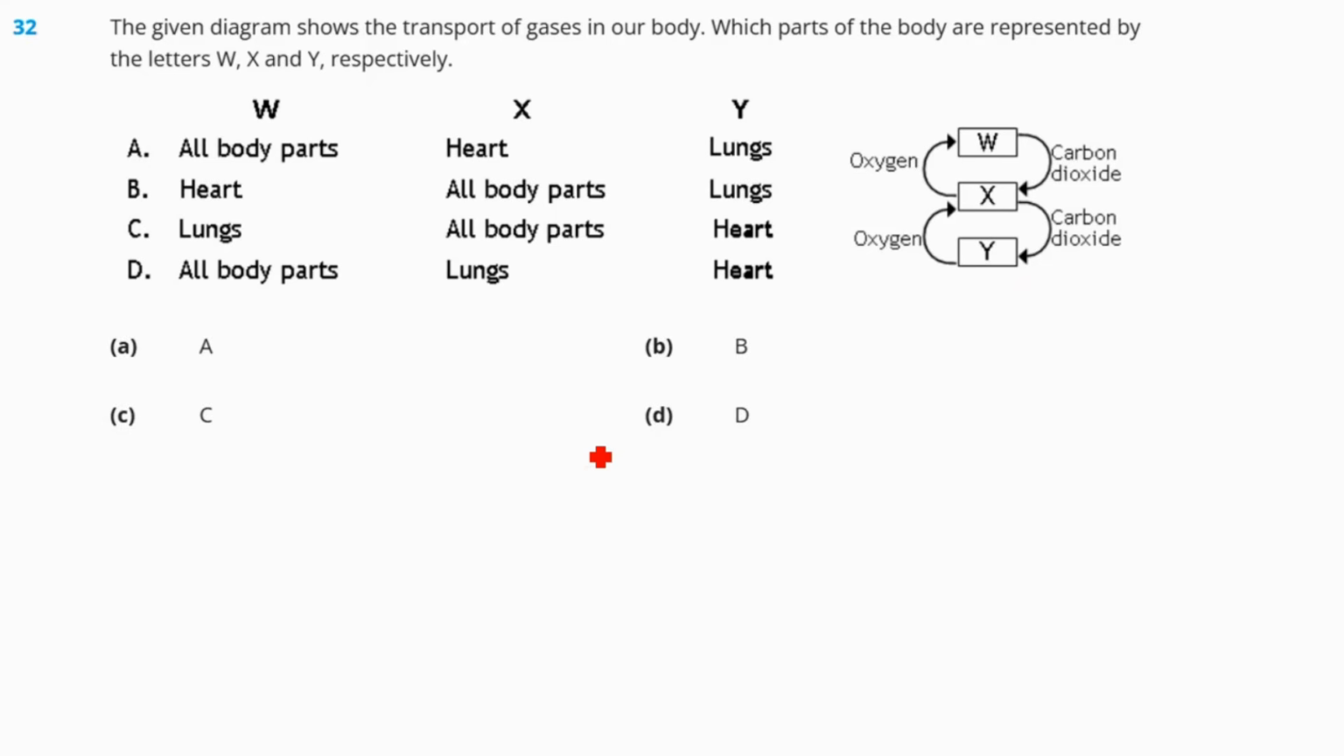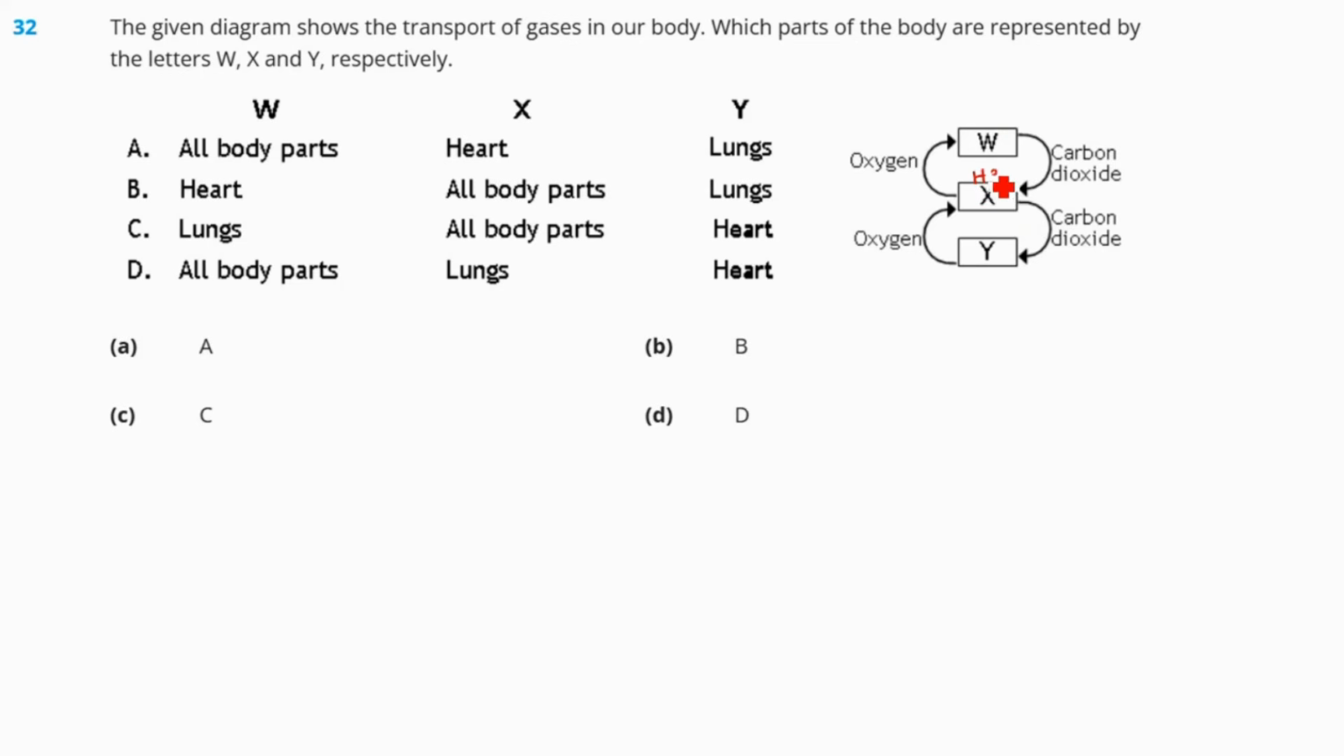Question number 32. The given diagram shows the transport of gases in our body. Which parts of the body are represented by the letters W, X and Y respectively? So here from W carbon dioxide goes to X, then from X carbon dioxide goes to Y, from Y oxygen goes to X, and from X it goes to W. So here we can understand that W can represent the whole body, from where the carbon dioxide is being collected and brought to the heart.